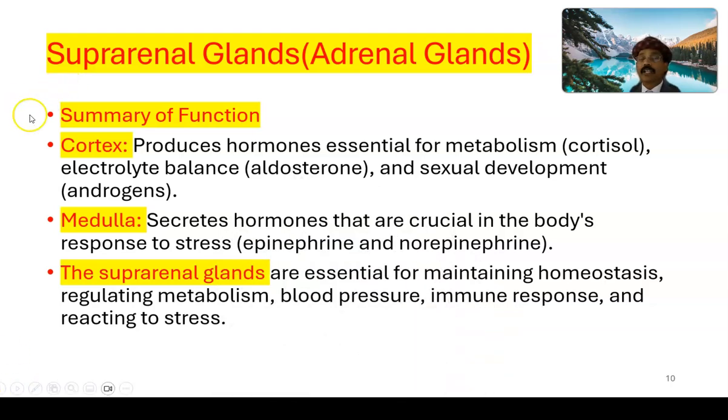Summary of the suprarenal gland, adrenal gland. The cortex produces hormones essential for metabolism like cortisol, electrolyte balance like aldosterone, and sexual development like androgen. Okay, cortisol is coming mostly from the zona fasciculata, aldosterone is coming from the zona glomerulosa, and androgen is coming from the zona reticularis. The medulla secretes hormones that are crucial in the body's response to stress, epinephrine and norepinephrine. The suprarenal glands are essential for maintaining homeostasis, regulating metabolism, blood pressure, immune response, and reacting to stress.